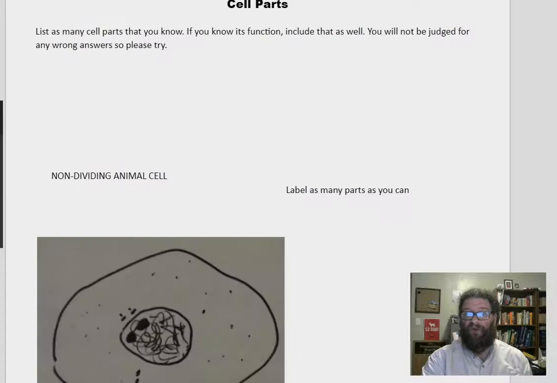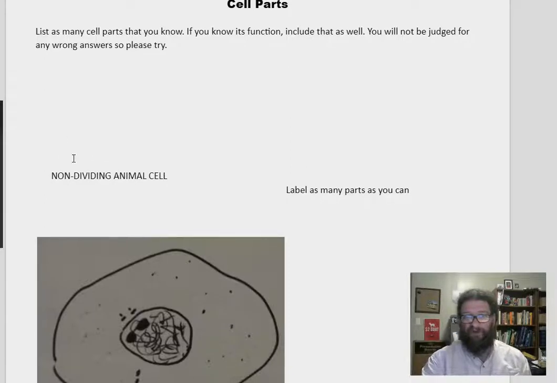Okay, so when you open that up, you get something that looks like this. Right here, list as many cell parts that you know. Think back, harken back to ancient times, back in 7th grade, the last time you talked about parts of the cells. Or if you've done it in class, I know some of the classes are still doing cells or haven't quite gotten to it yet. However long it's been, think about some parts of the cells and what they do. Certainly refer to the diagram.